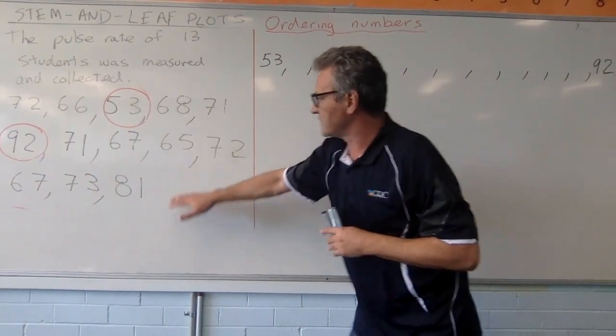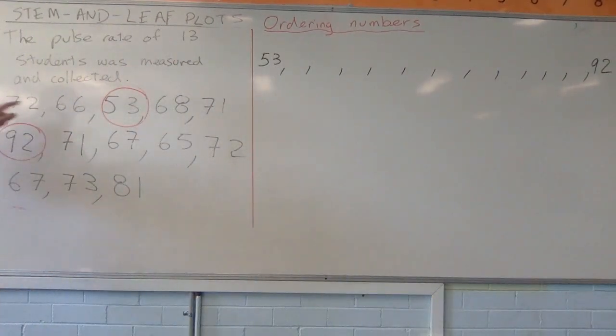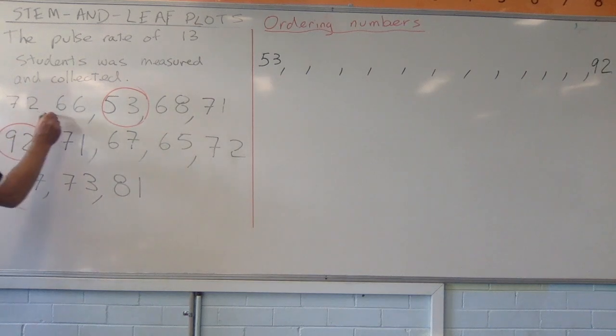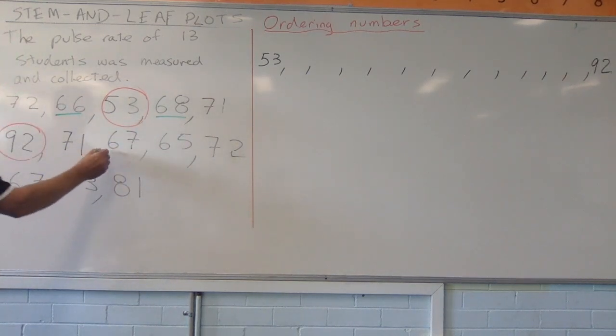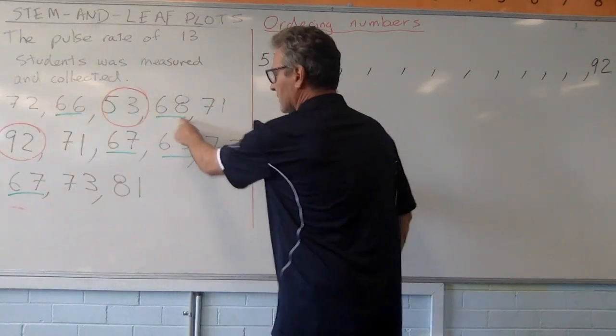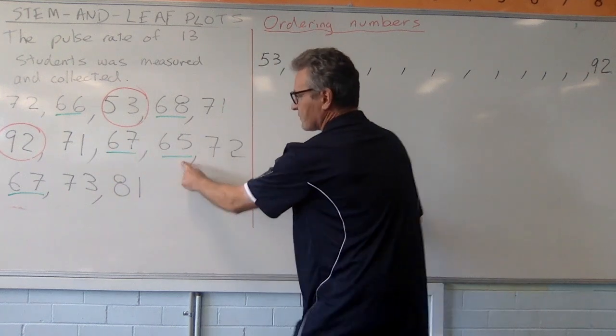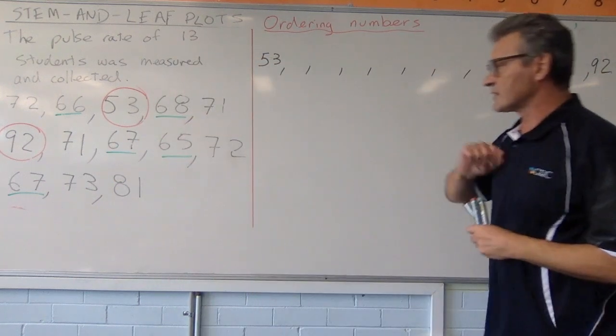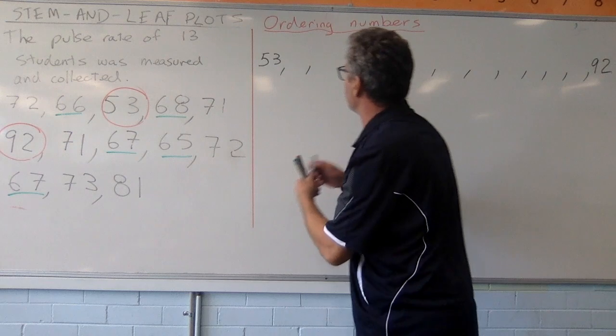Are there any more 50s here? Have a quick look here. No, there's no more 50s. Alright, what's the next number? Start looking at the 60s. I'm going to write a little bit of colour underneath all the 60 numbers. Now I'm going to write the smallest number. So I've got 66, 68, 67, 65 and 67. The smallest of those would be the 65, so write that down here.